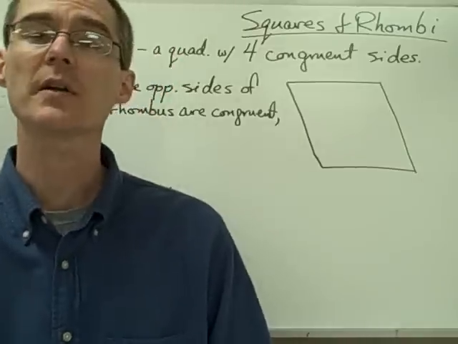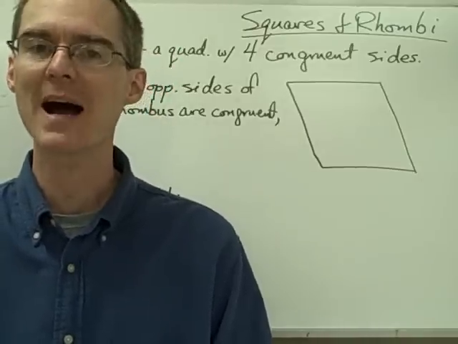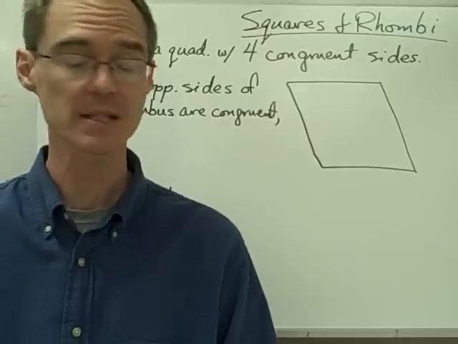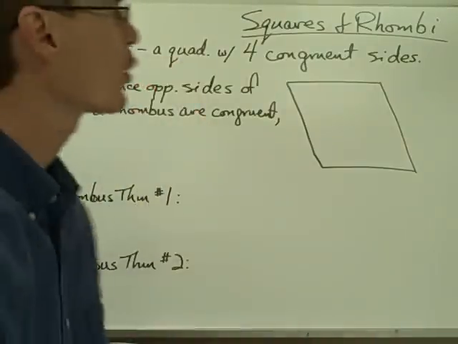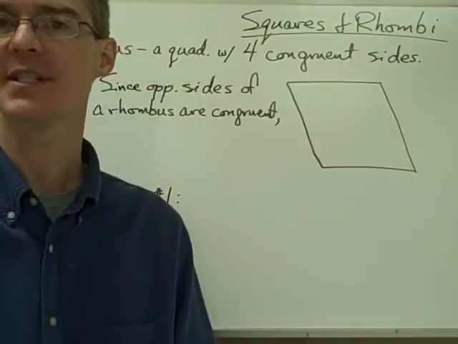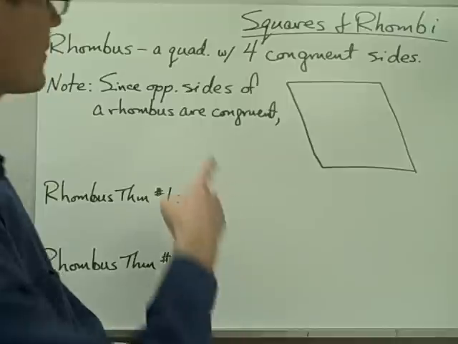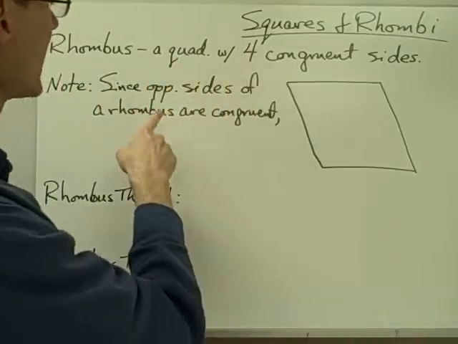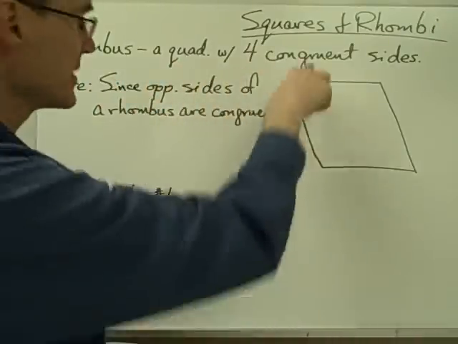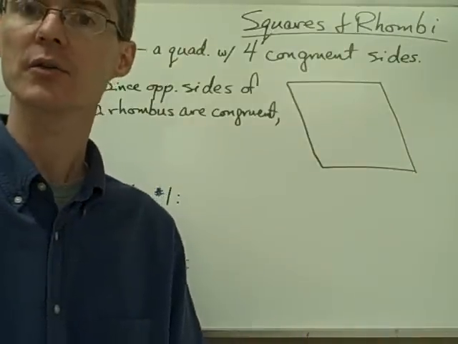Okay, in this video we're going to be talking about squares and rhombi, or if you prefer rhombuses. And a rhombus, which we're going to start off with, is just a quadrilateral with four congruent sides. Now, one of the things that you'll notice about a rhombus, since it has four congruent sides, is that opposite sides of a rhombus are congruent.